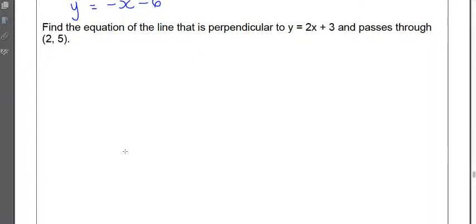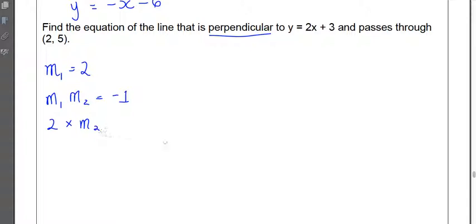The final example here is looking at the equation of a line that is perpendicular. So this is a little bit different. First of all, let's write down the gradient of the line that's given to you. So it's perpendicular to this line here. So what is your M1 value? M1 is 2. Therefore, if M1 by M2 has to equal negative 1 as it's perpendicular, that means 2 times M2 has to be equal to negative 1.